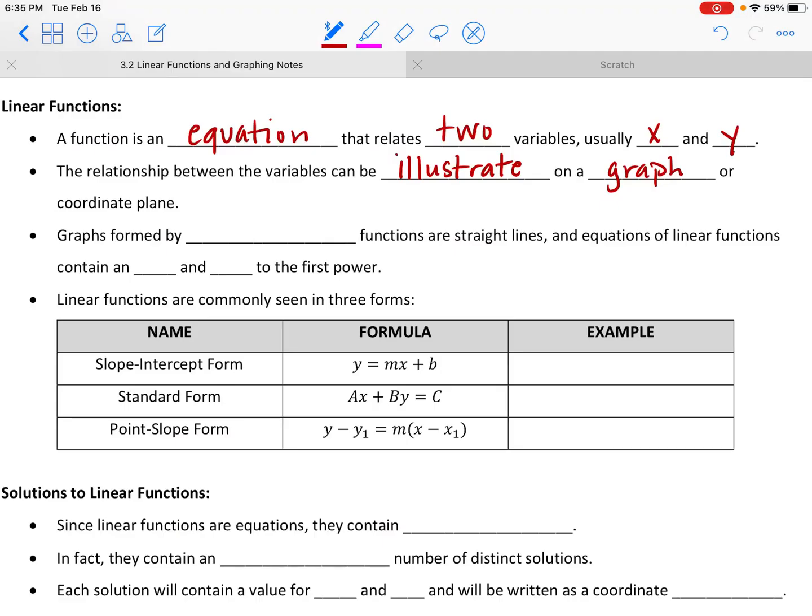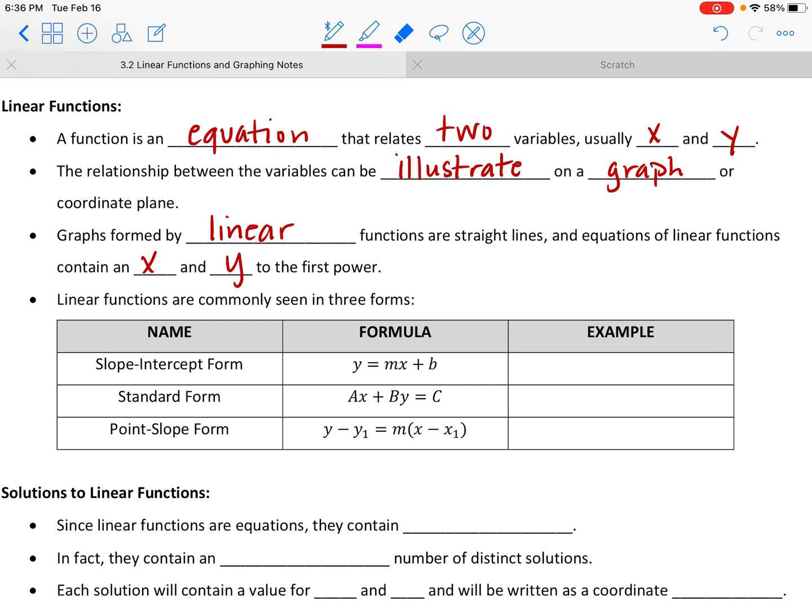Again, we're trying to illustrate the relationship between a function on a graph or a coordinate plane. And what we're going to look at here are what we call linear functions. And graphs that are formed by linear functions, if you can imagine, they're straight lines. And the equations of linear functions all have something in common. What you're going to see in a linear function, which again, it's just an equation that's going to have an x and a y in it, but specifically we want the x and the y to be to the first power. So x to the first and y to the first. So for example, if you had y equal to an x squared, that higher power there means this is no longer a linear function. So what you're looking for is x and y to the first power, exponents of 1. Okay? And again, that's something we're going to talk more about later.